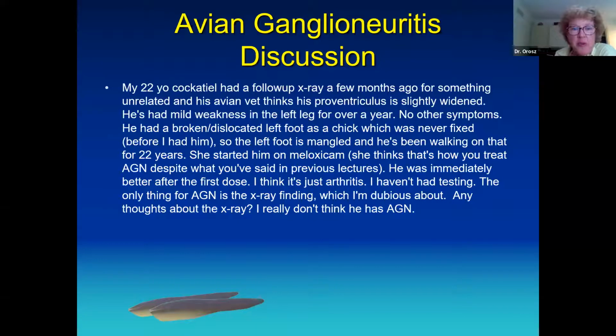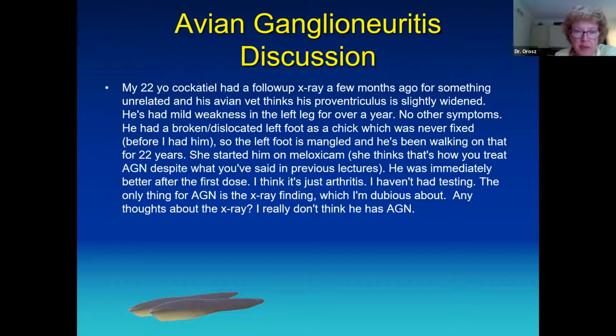Here's a long one. A 22-year-old cockatiel had a follow-up x-ray a few months ago for something unrelated, and his vet thinks his proventriculus is slightly widened. He had mild weakness in his left leg for over a year, no other symptoms. He had a broken, dislocated left foot as a chick that was never fixed. So the left foot is mangled, and he's been walking on that for 22 years.